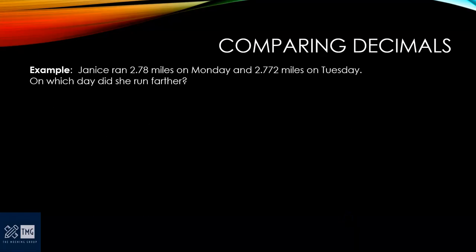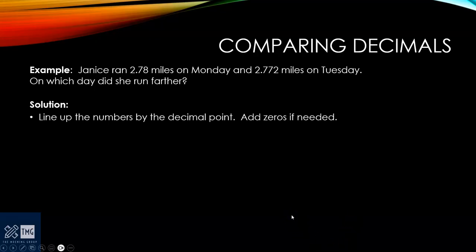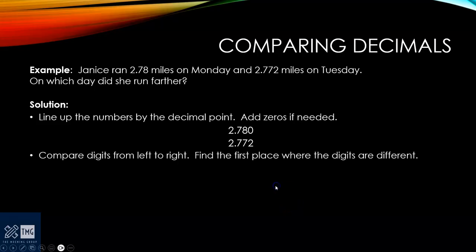Janice ran 2.78 miles on Monday and 2.772 miles on Tuesday. On which day did she run farther? Well, this is a comparison of the two values. So let's line up the numbers by the decimal point and add zeros as needed. So I have 2.78, 0, and 2.772. Notice how those decimal points are right above each other. That's what we mean by saying line up the numbers by the decimal point.